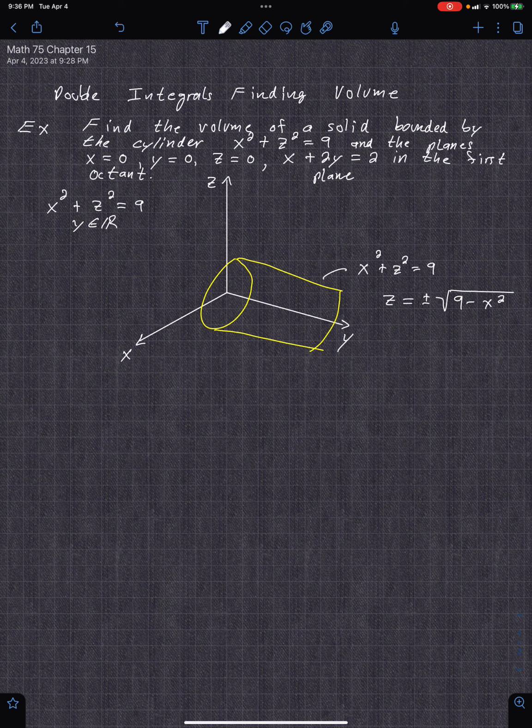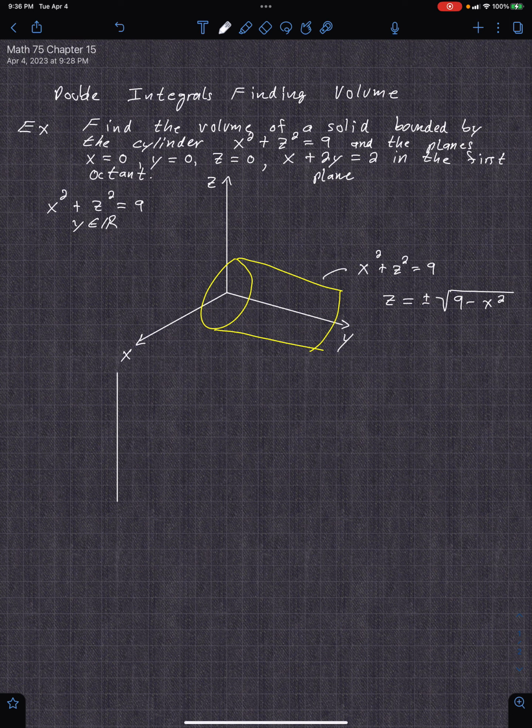Okay. Now what about the x plus 2y equals 2? So what are we going to do with that? So this right here, we want to graph that, we can in the xy plane, but realize it's going to come out along the z-axis. So let's go ahead and do that. You've got to get these sketches down. You've got to sketch stuff to see what it looks like.